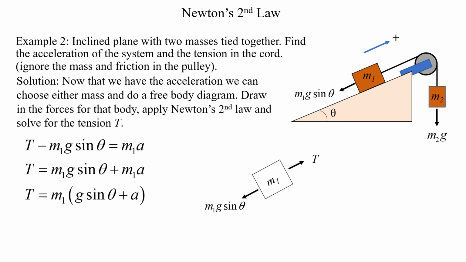So again, if we were given numbers for the masses, we would have a number for the acceleration, and this would give us a number for the tension as well. All right, so we didn't have to do this step. We could have done either one to get the tension in the cord.